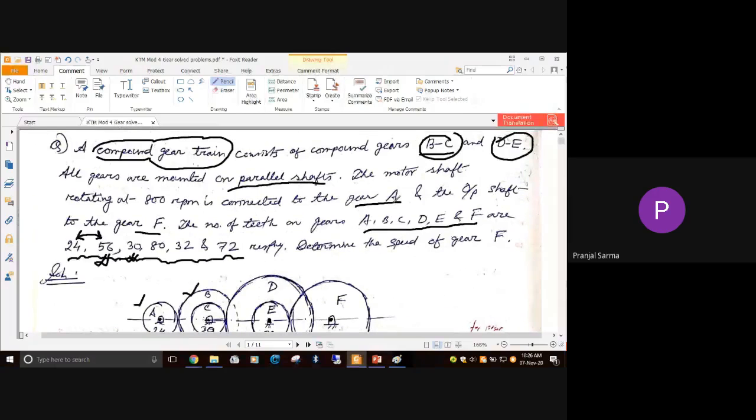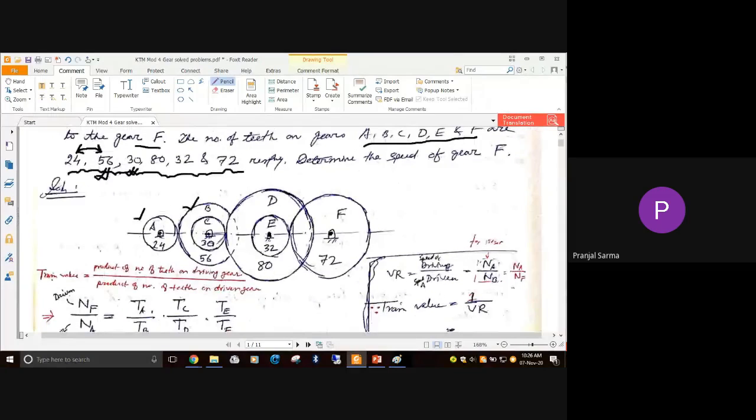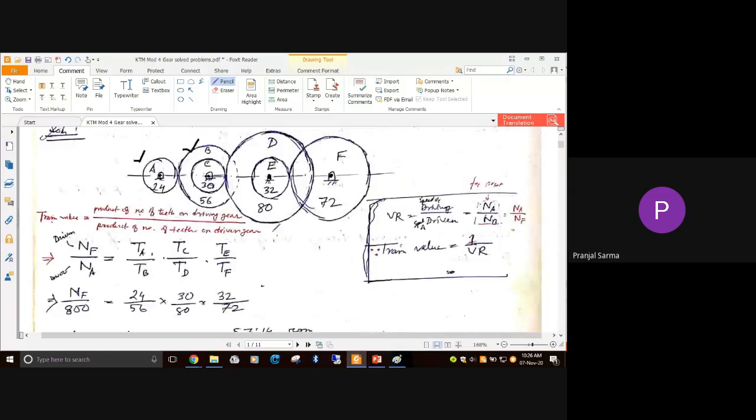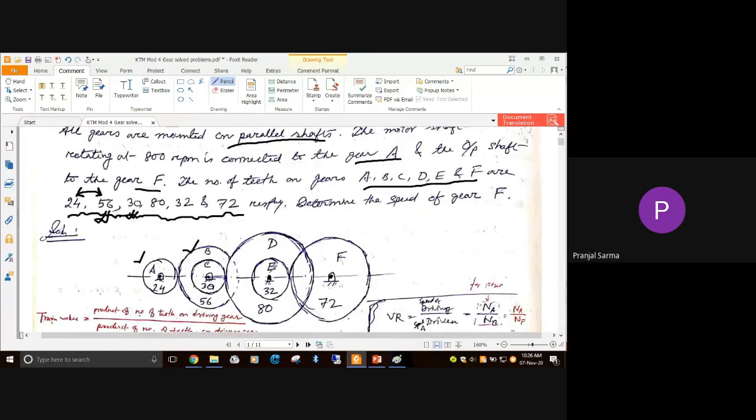Now the next compound gear is DE. That means it is also mounted on the same shaft. Now gear C, we are showing, is in mesh with gear D here. And D and E, as per the question, are another compound gear arrangement. That means they are mounted on the same shaft. You can see from this figure that D and E are mounted on the same shaft, and once again E and F are engaged.